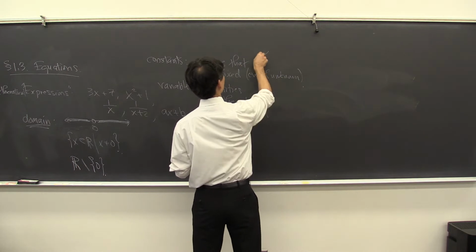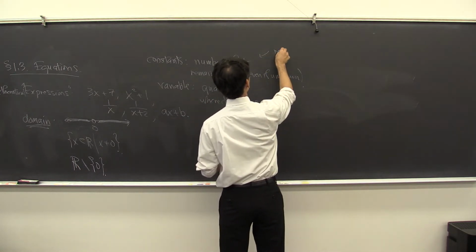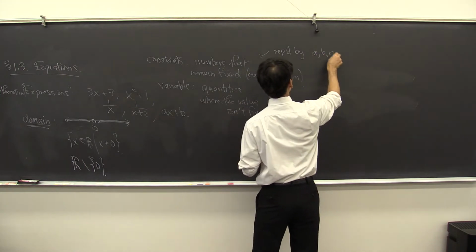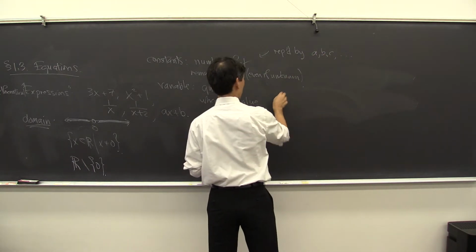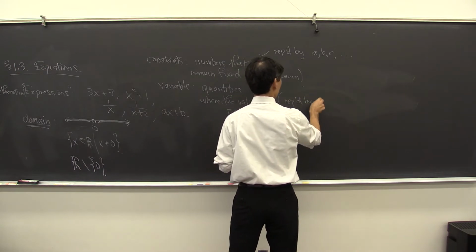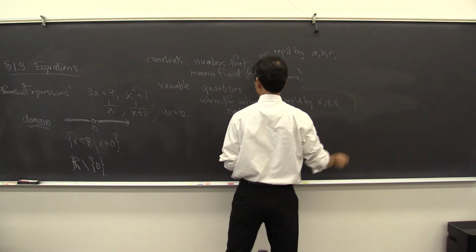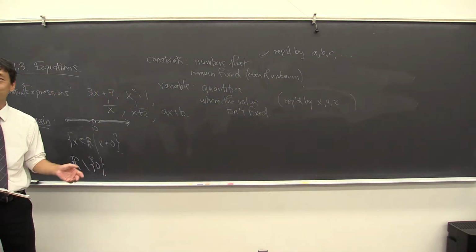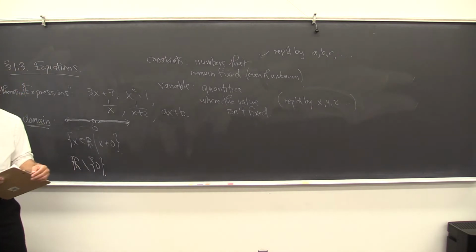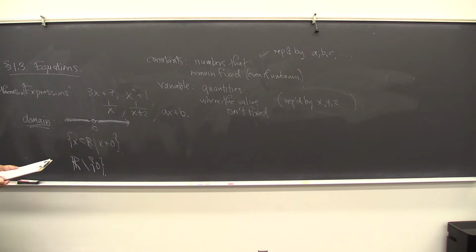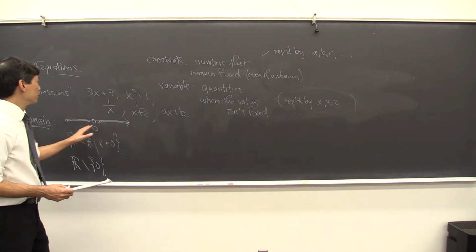Constants are usually represented by letters at the beginning of the alphabet, like A, B, C, and variables are represented by letters at the end of the alphabet. This is an old convention from the creation of algebra centuries ago. I think in the first algebra book they used this convention, and it's stuck for hundreds of years.